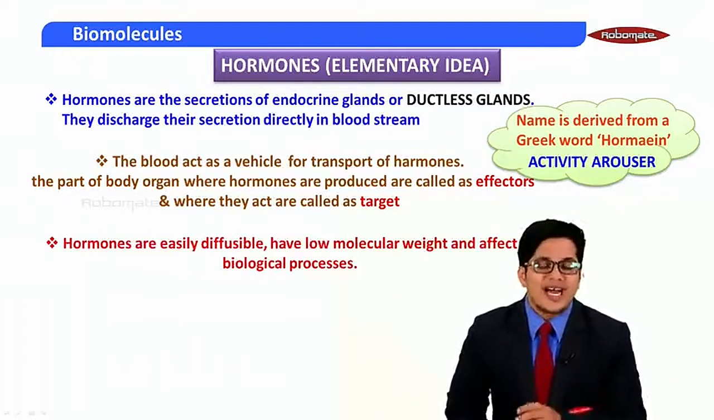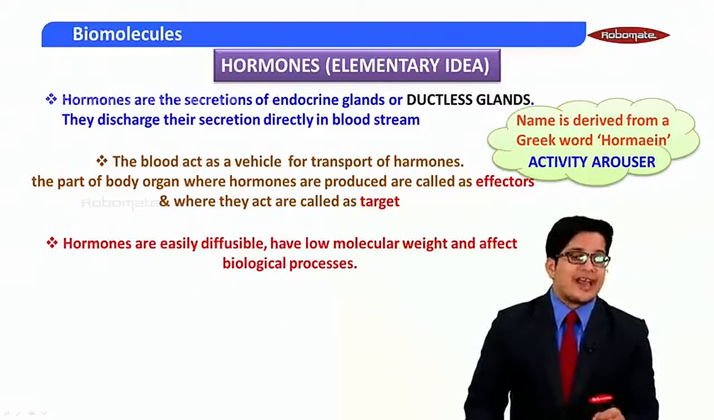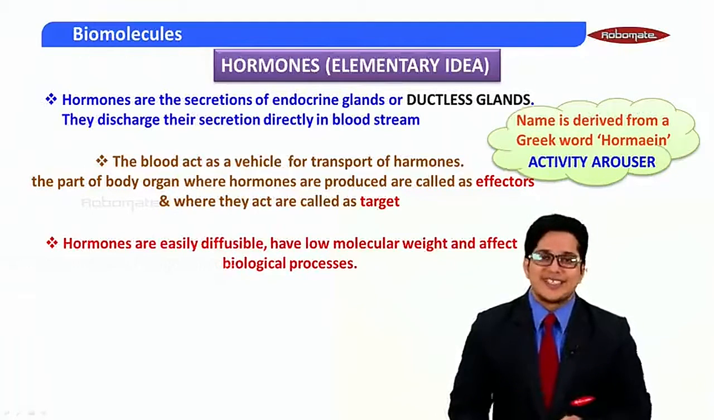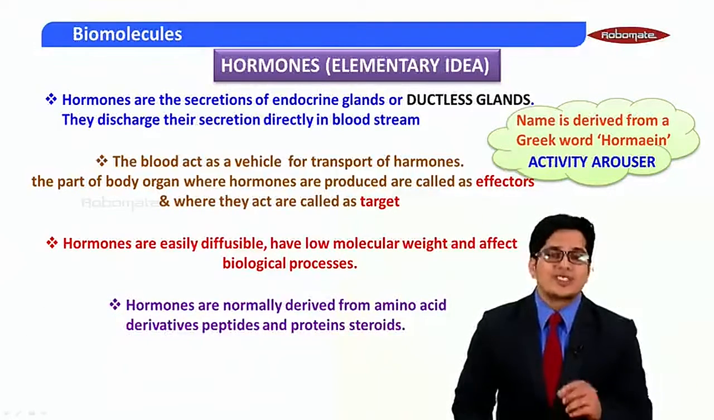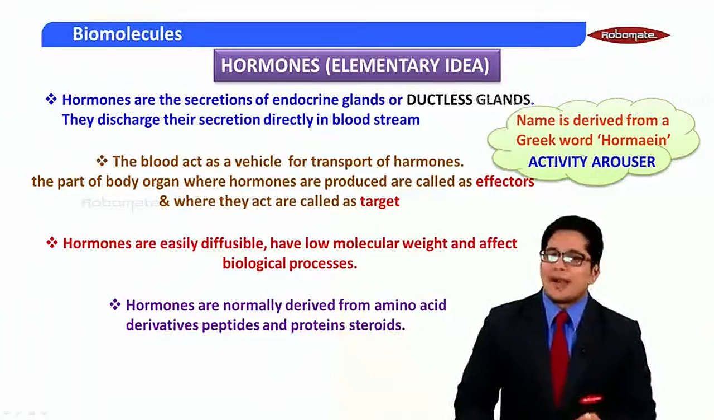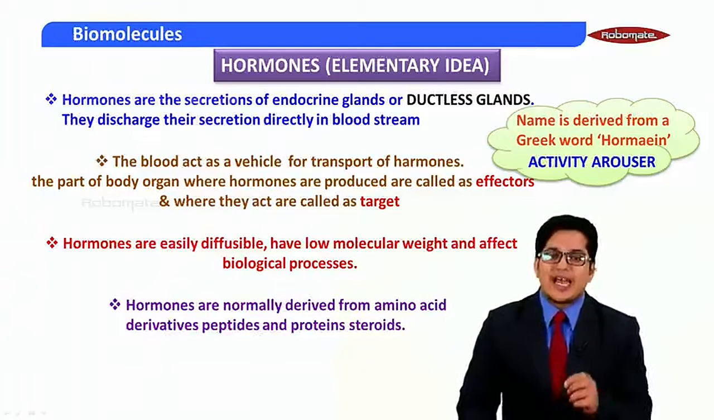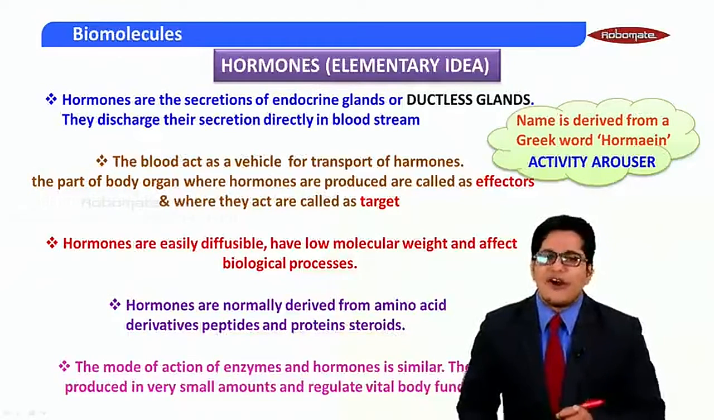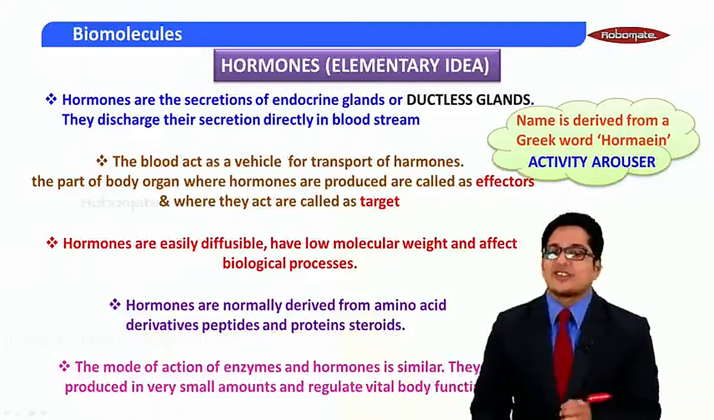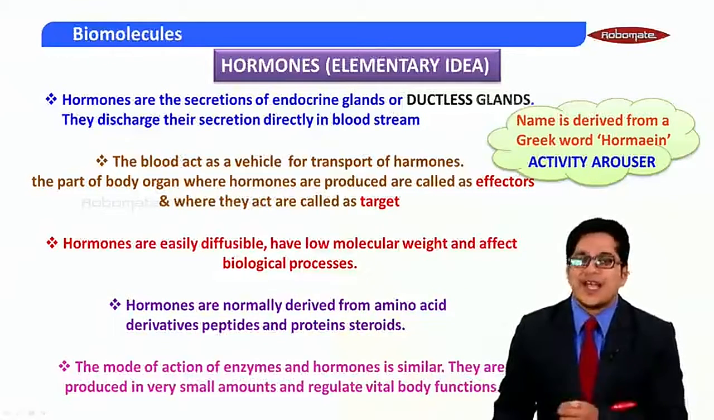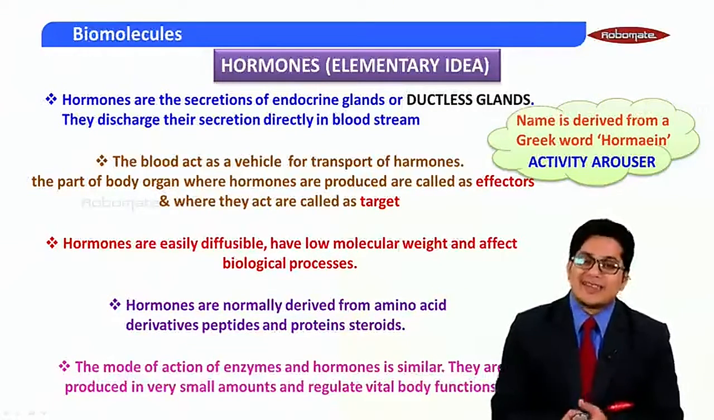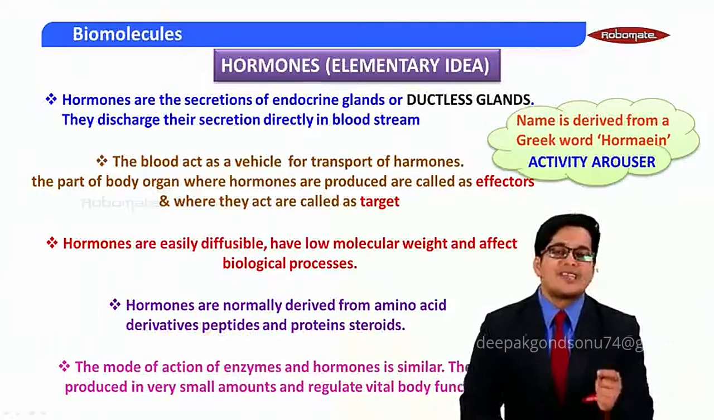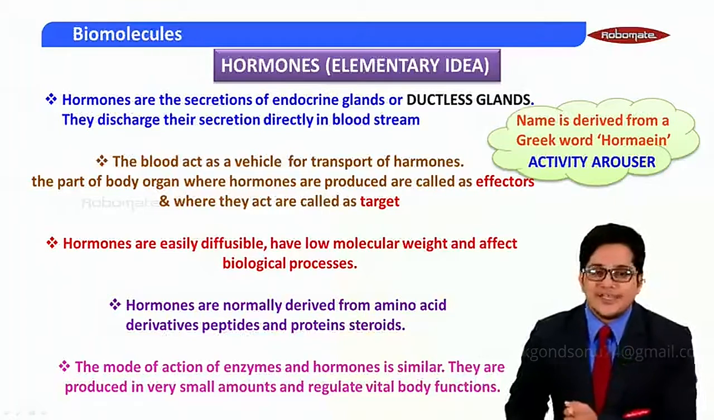Moving on, hormones are easily diffusible, have low molecular weights, and affect biological processes. Also, hormones are normally derived from amino acids, peptides, and steroids. And the last point, the mode of action of enzymes and hormones is very similar, and they are produced in very small quantities and regulate the vital functions of the body.